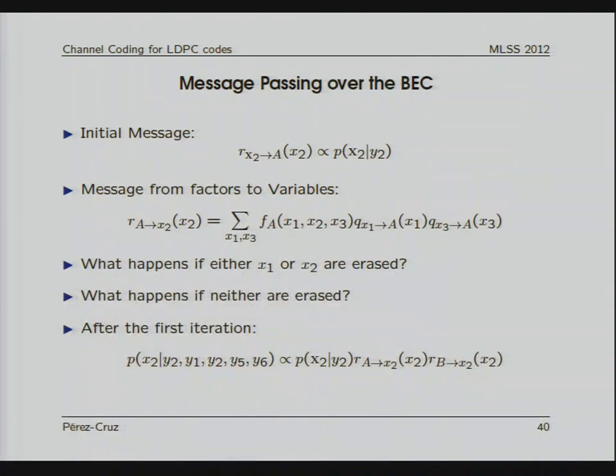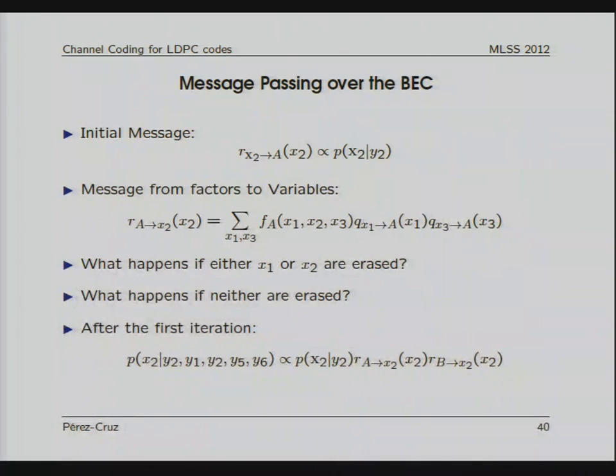So if either is erased, if x1 is erased, it means that this is going to be 0.5, and this one is going to be 0.5. Okay, and the same thing over here. Let's assume that x3 is not erased, and it's equal to 1. So if x3 is equal to 1, this value is going to be 0.5, and this value is going to be 0. This value is going to be 0. And this value is going to be 0.5. Okay? So if either x1 or x3 or both are erased, the factor will tell x2, I don't know anything about you. Everybody sees that?